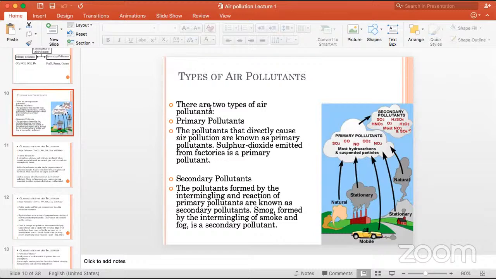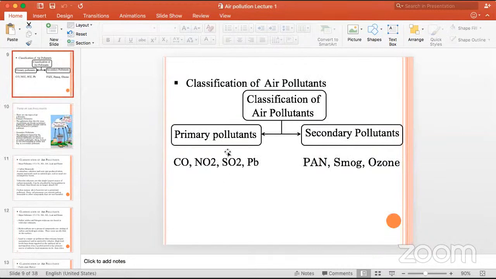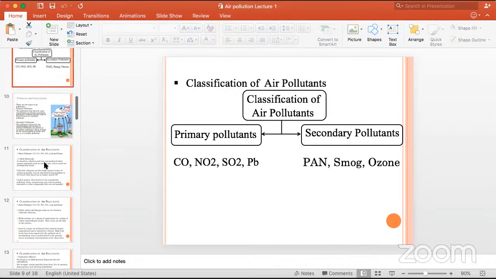This is primary pollutants and these are the secondary pollutants. The examples are very clearly seen. Carbon dioxide, nitrogen compounds, sulfur compounds, lead. Whereas secondary pollutants are PAN, smog, and ozone. Okay, very simple.